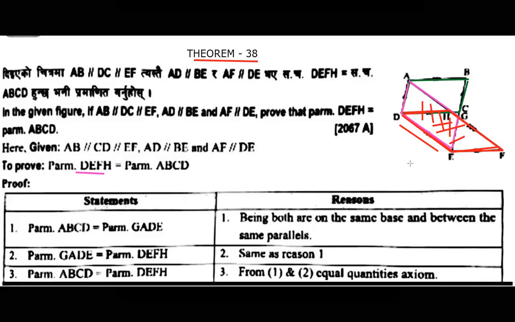Why are they equal to each other? Because they are standing on the same base and between the same parallels. So statement 1: ABCD. Taking the AD line as the base, the parallelogram ABCD is equal to the parallelogram GADE.